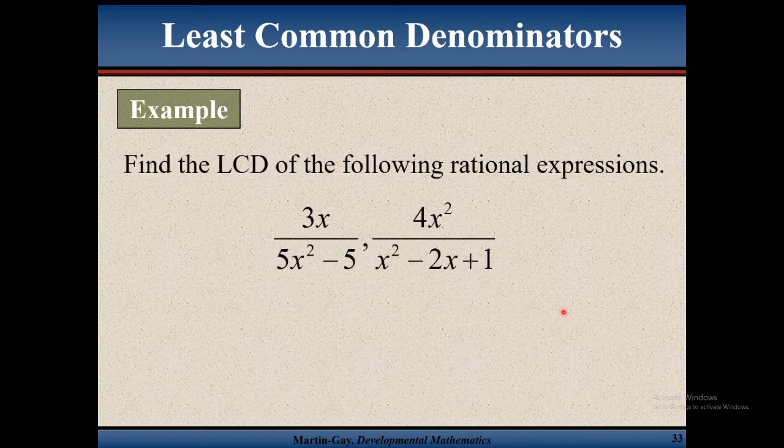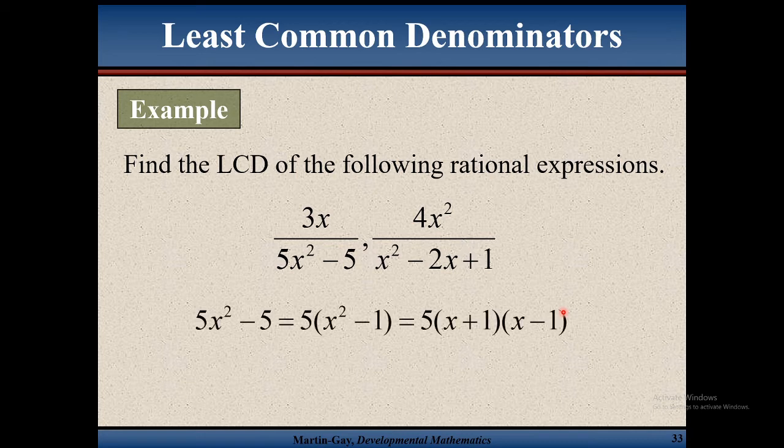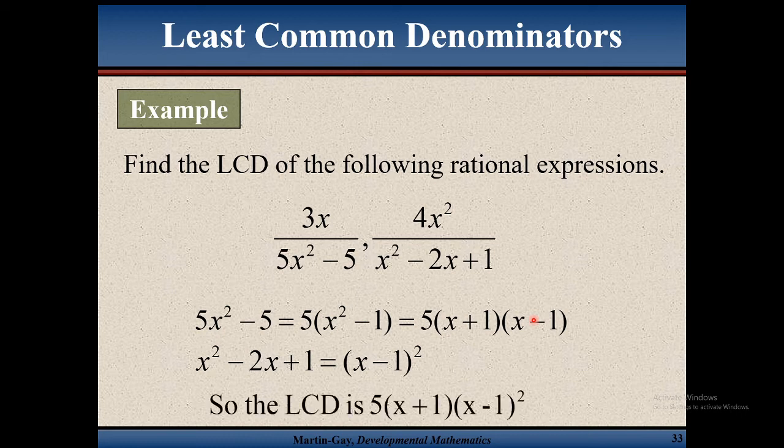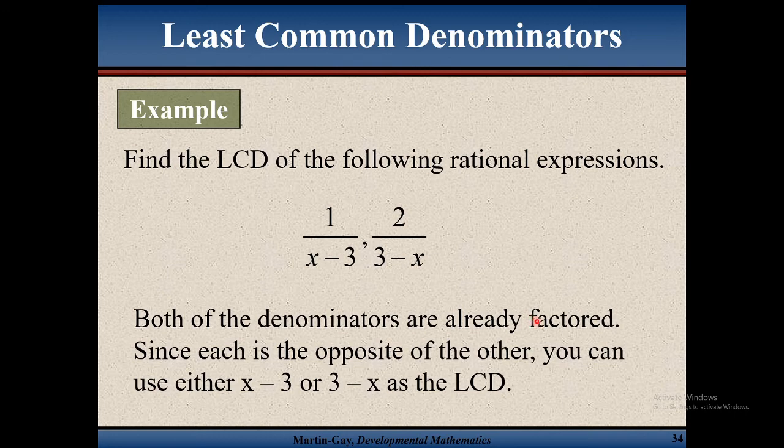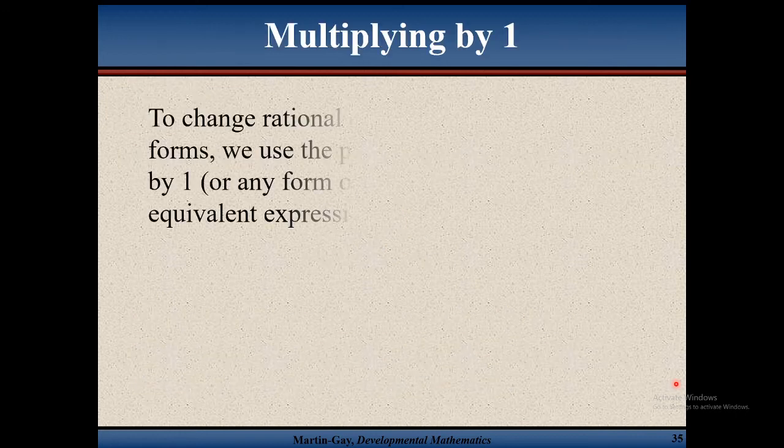Alright, another example, find the LCD of the terms. Factor 5x squared minus 5, that's 5 times x plus 1 and x minus 1. And for x squared minus 2x plus 1, that's x minus 1 squared. So the LCD would be 5 times x plus 1 times x minus 1 squared. Alright, another one. Both of the denominators are already factored. So our LCD for this one would be x minus 3 and 3 minus x.